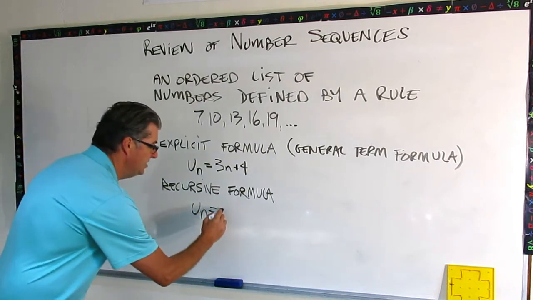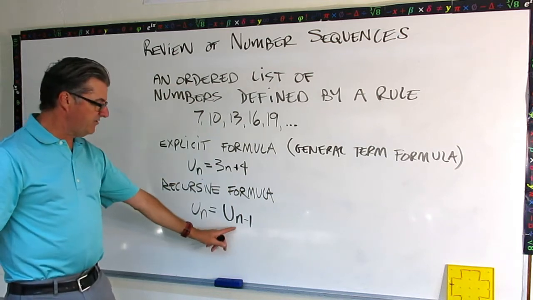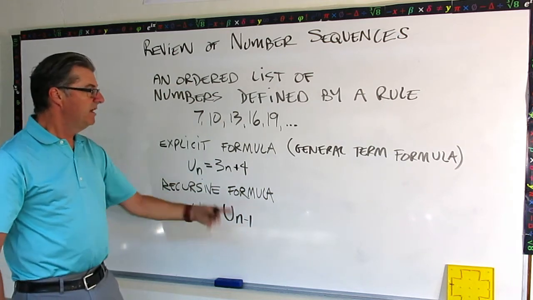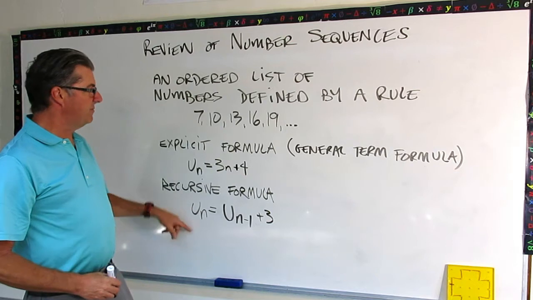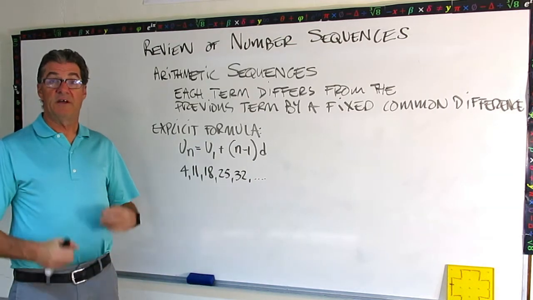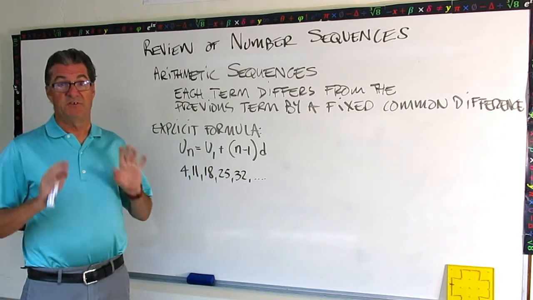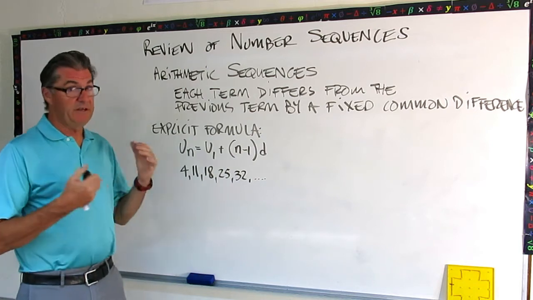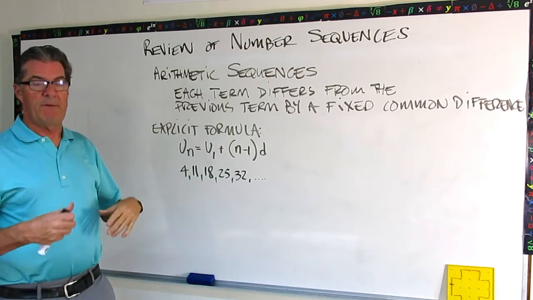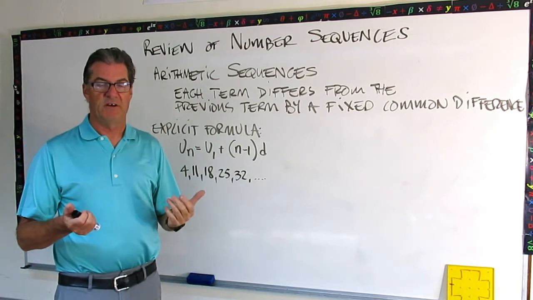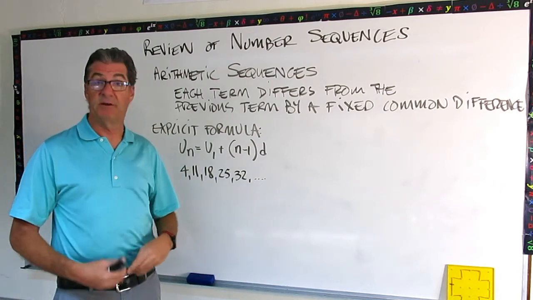Okay, so what we do is we do u sub n minus 1. This means to get the nth term, we take the term right before it, that's the n minus 1, and we add 3. So this would be the recursive formula for that sequence. Now in this chapter we looked at 2 types of sequences, arithmetic and geometric. Let's take a look at the arithmetic sequences first. An arithmetic sequence is simply defined as a sequence where each term differs from the previous one by a fixed common difference. You can say that in user-friendly speak just by saying, add the same number each time to get the next term, and you'd be right.